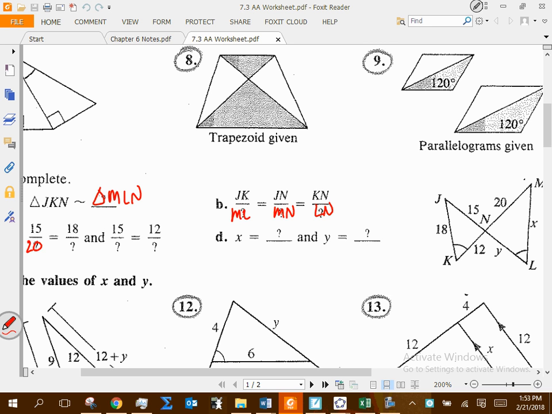15 over 20. And then it should be 18 over X. 15 over 20, 12 over Y. Okay. So that's what we've been doing to create these proportions, so we cross multiply, solve for X, right? What'd you guys get for X? 24, good. And then you would cross multiply that one to solve for Y, and you get 16.